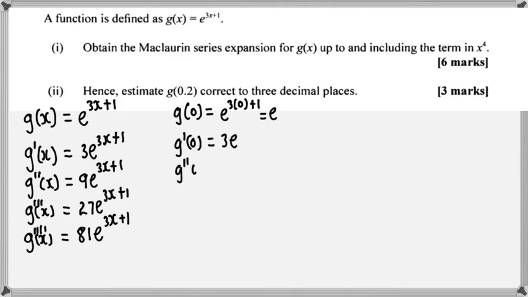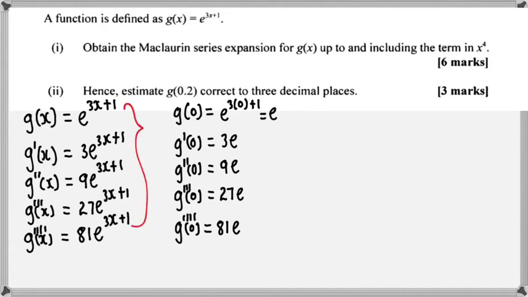The second derivative, you would get 9e. Third derivative, you will get 27e. And the fourth derivative of g, when you plug in 0, you will get 81e. Right? So, third derivative was 27e. So, we have all our derivatives, as you can see here, and we plugged in 0 into our derivative.